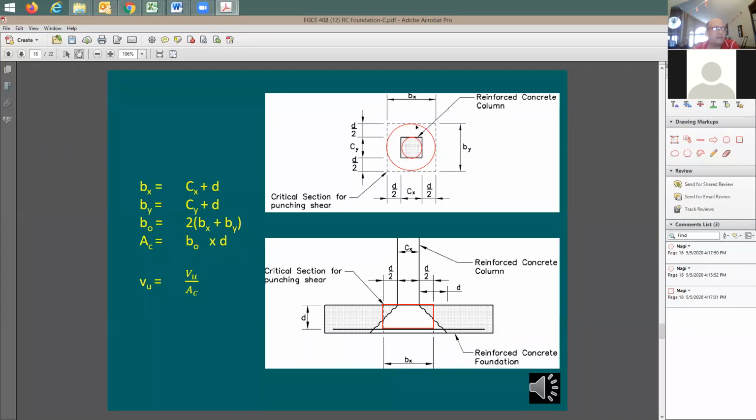Once you find out here the perimeter, multiply by the depth, effective depth of the slab or the foundation, and then with that you're going to have A sub C, the sheared area. It's going to be the total surface area that's going to be exposed to shear. Shear stress demand is going to be equal to the shear or the punch and shear force divided by this sheared area.